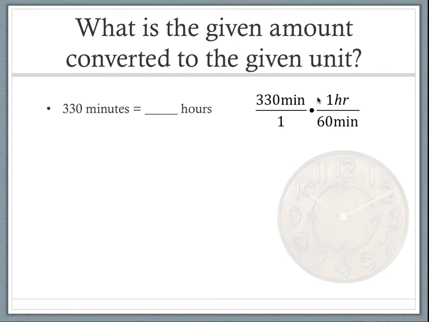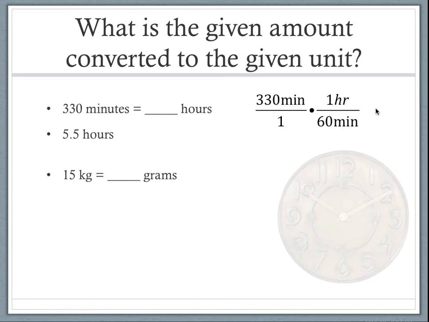I take 330 minutes over 1, and I always multiply it by some rate. There's 1 hour in 60 minutes. And it's chosen this way because then minutes are in the numerator and the denominator, so they will cancel. And when you do that, you get 330 over 60, which then reduces to 5.5.